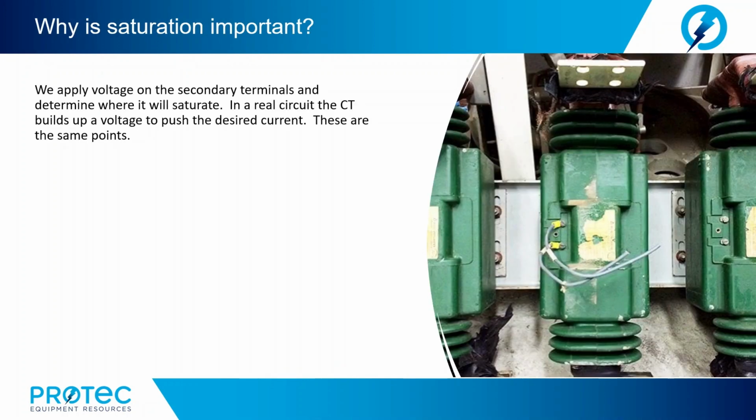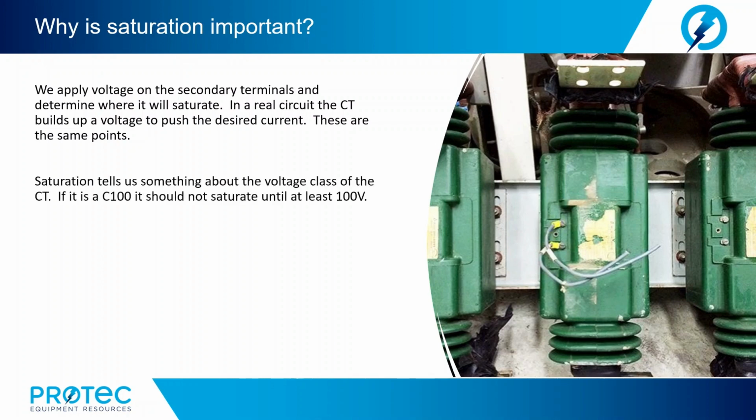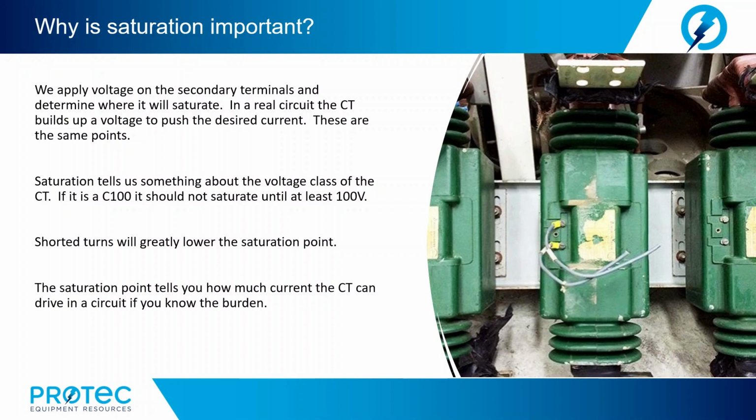Now, we apply voltage on the secondary terminals and determine where it will saturate. In a real circuit, the CT builds up a voltage to push the desired current. These are the same points. Saturation tells us something about the voltage class of the CT. If it is a C100, it should not saturate until at least 100 volts. Shorted turns will greatly lower the saturation point. And the saturation point tells you how much current the CT can drive in a circuit if you know the burden.